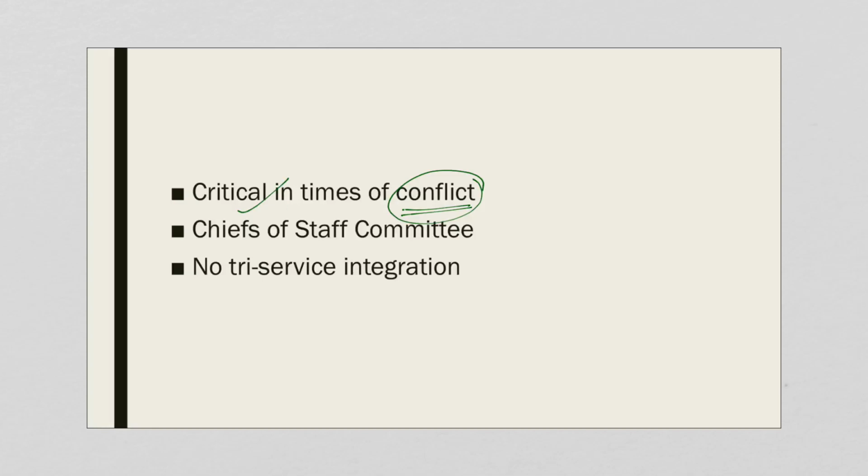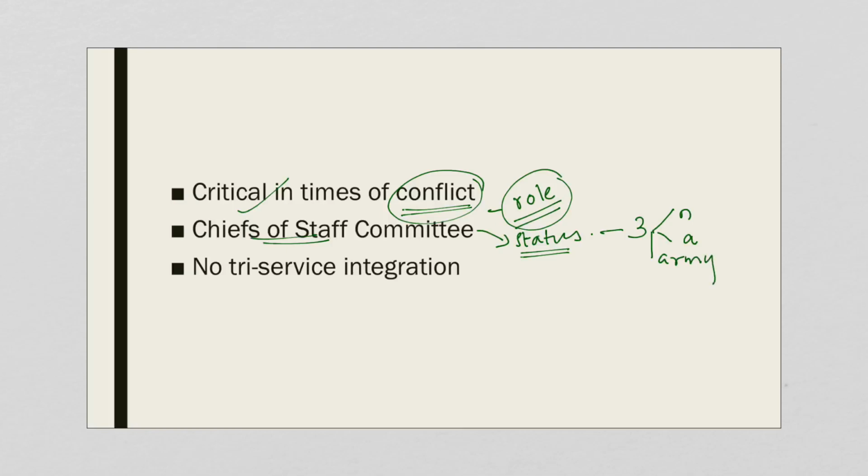Now, as of now, let us see how the role is played and who plays the role of the CDS. As of now, India has the Chiefs of Staff Committee. The present one is the Chiefs of Staff Committee, and the senior most Chief of Staff is appointed to serve as the chairman. There would be three Chiefs of Staff, one for Navy, one for Air Force, and the other for Army. The senior most among these three serves as the chairman, and until he or she retires, he or she will act as the chairman.